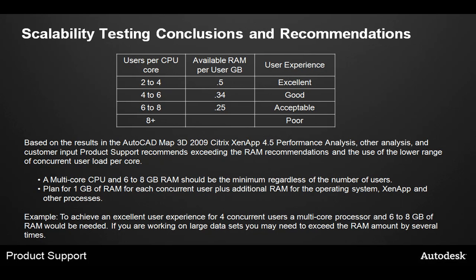and plan for 1 gigabyte of RAM for each concurrent user plus additional RAM for operating system, XenApp, and other processors. For example, to achieve an excellent user experience for 4 concurrent users, a multi-core processor and 6 to 8 gigabytes of RAM would be needed. If you are working on large data sets, you may need to exceed the RAM amount by several times.